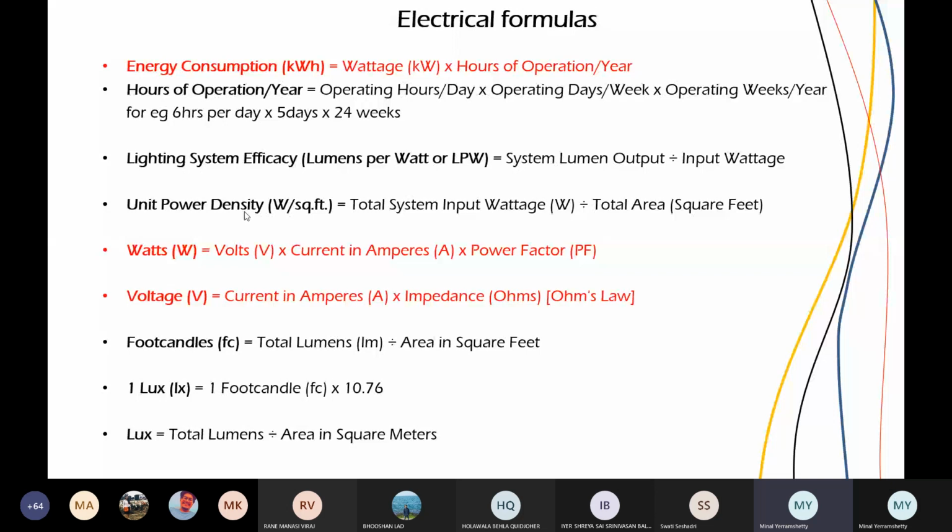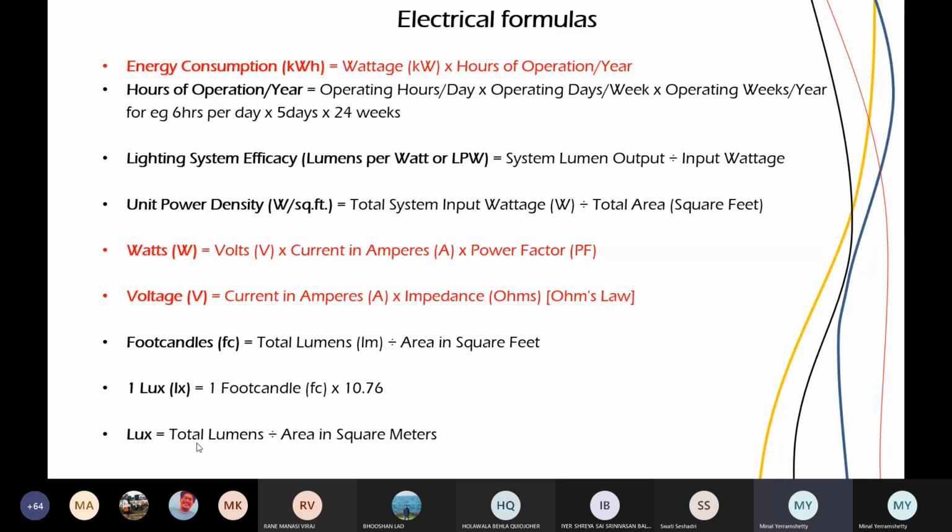And of course, I forgot to mention this, lux. That should also be colored red, because as a lighting designer, lux becomes prime important. That is what you will provide to your clients, and that you need to know and understand, and then accordingly you will do your lighting layout. Okay, so yes, this should also have been red.